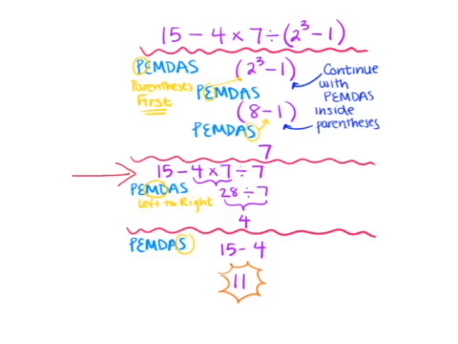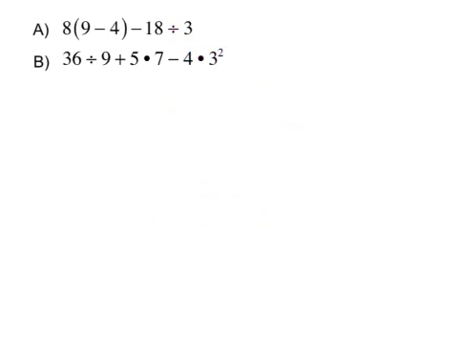I'm going to do multiplying and dividing from left to right. So the 4 times 7 comes first, which is 28. Then I do 28 divided by 7, which is 4. And then lastly is our subtraction. Let's try some of our own.